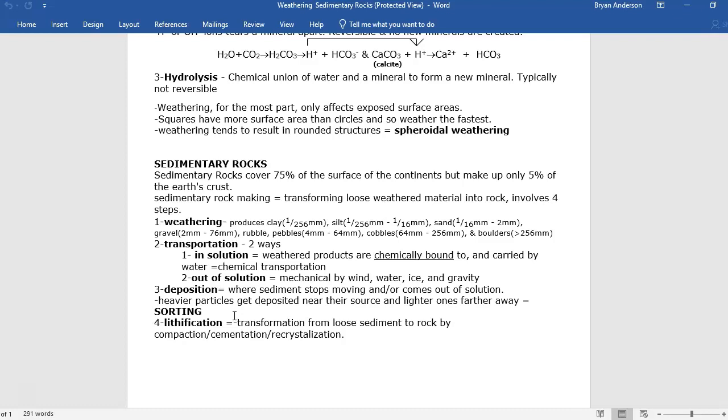Transformation from that loose sediment that we created here, transported here, deposited here, and then it gets transformed into a rock by three main processes. Either it gets compacted, squeezed together by deep burial, cemented together, we'll look at some of that on the field trip, or recrystallized, like halite or calcite minerals that you looked at last time. Okay, so that's the sedimentary rock notes.